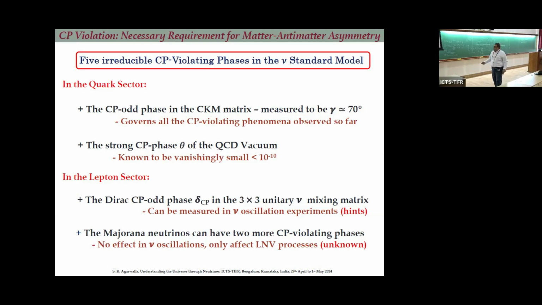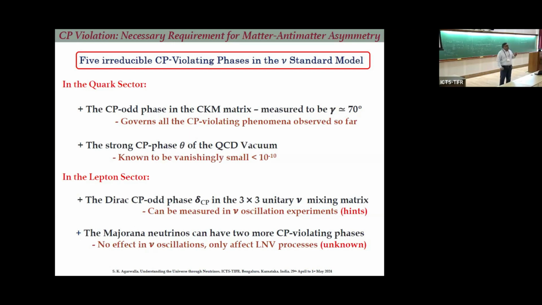Okay. So in the lepton sector, we have this Dirac CP odd phase delta CP that we talked about in the PMNS matrix, and we can measure it in neutrino oscillation experiments. But if neutrinos are Majorana particles, then nu equals nu c. So you can't redefine their fields. So there will be 2 more phases. But in oscillation, they will be rotated out, correct? So you will not be able to measure these 2 extra Majorana phases in oscillation experiments, and you have to rely on lepton number violating processes.